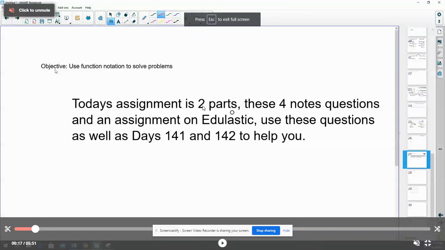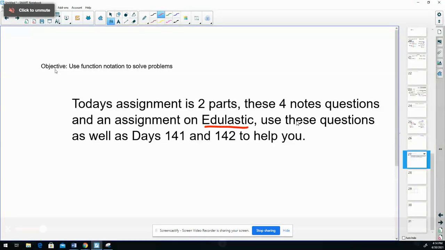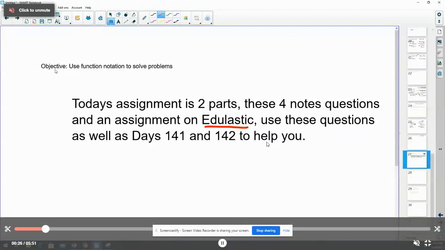Hello, everyone. So today's assignment is two parts. These four note questions and an assignment on Edulastic will be labeled day 143. So use these questions as well as day 141 and 142 to help you.